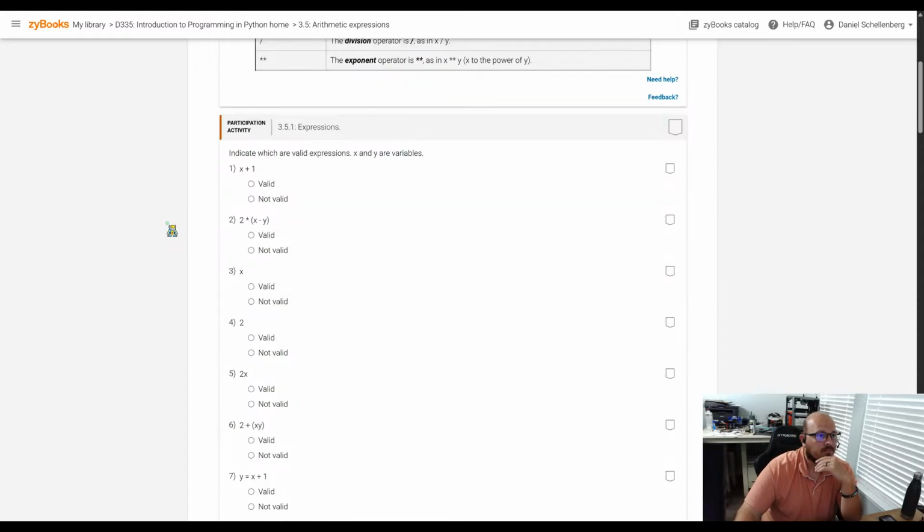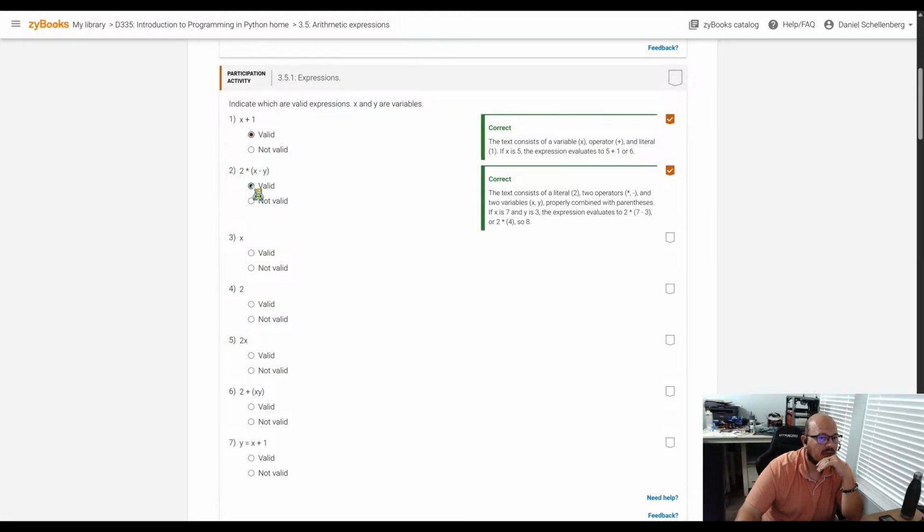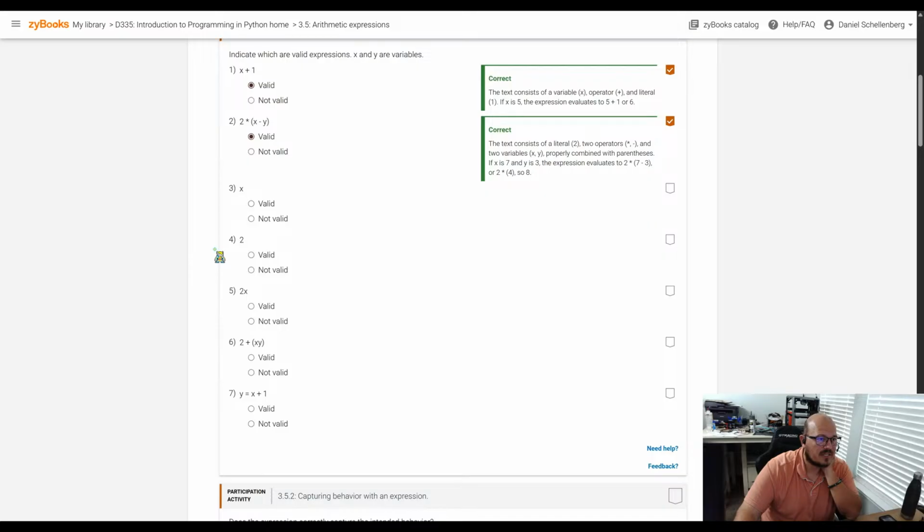Okay. Indicate which are valid expressions. X and Y are variables. X plus 1 is valid. 2 times X minus Y is valid. Indicate which are valid expressions. This one, because the X is alone, I feel like this could be interpreted as a variable versus an expression. So I'm going to say not valid.